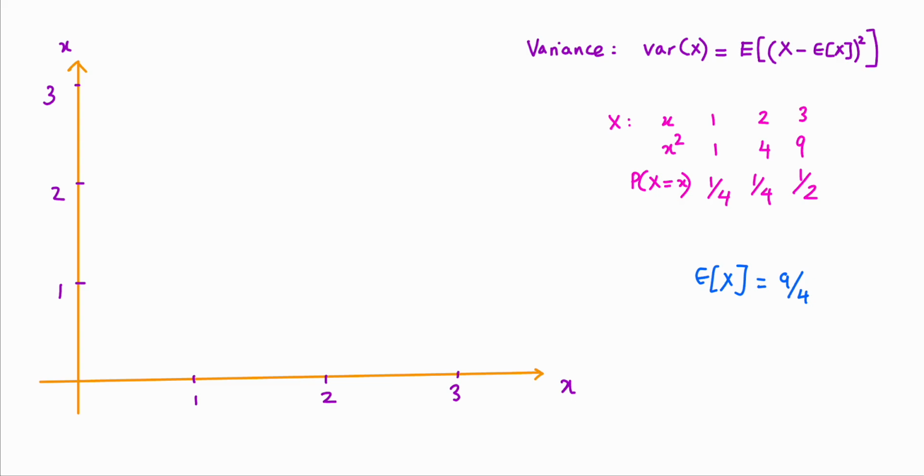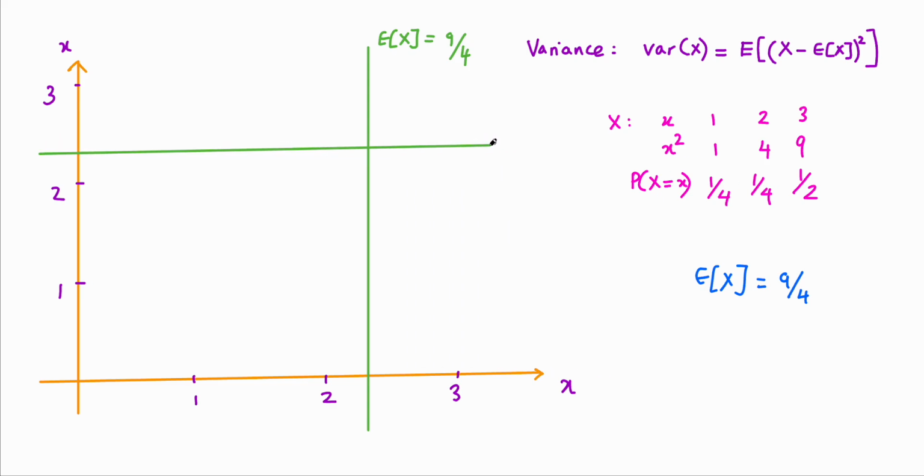Now let me also plot the expected value of x on this plot. So 9/4 is 2.25, right? So it's going to lie somewhere here. Okay, 2.25 is 9/4, and it's somewhere here. And at this point you're just completely lost. Please be a bit patient, because everything is going to become clear shortly.